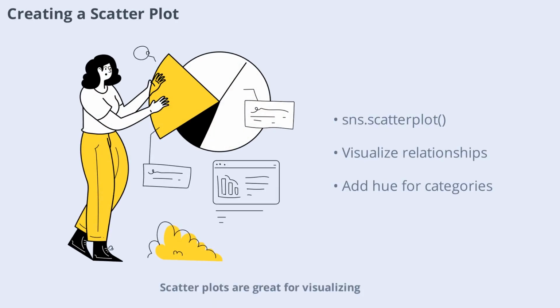Scatter plots are great for visualizing the relationship between two numerical variables. In Seaborn, you can create a scatter plot using sns.scatterplot. Just specify the x and y columns from your data frame. You can also add hue to color points by category, making it easy to spot trends or clusters. Scatter plots are commonly used to explore correlations and outliers. Let's create a scatter plot with the tips dataset to see how total bill relates to tip amount.